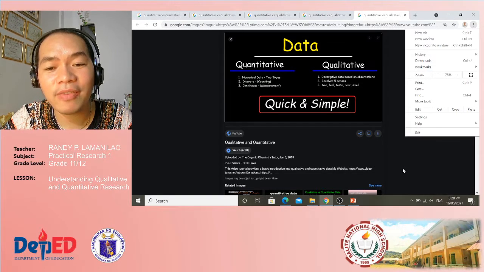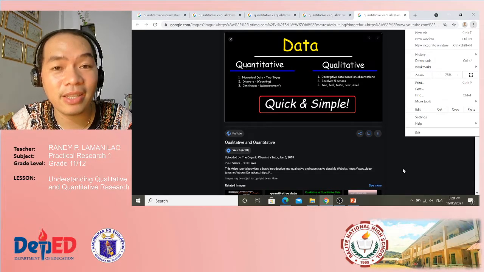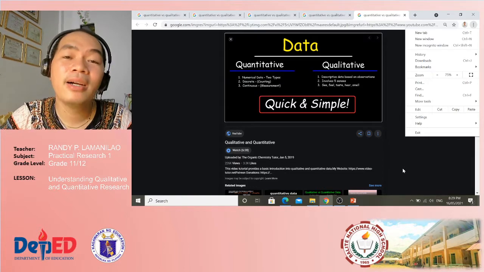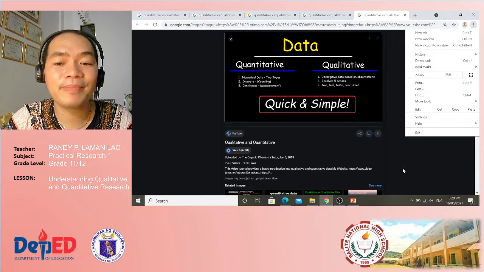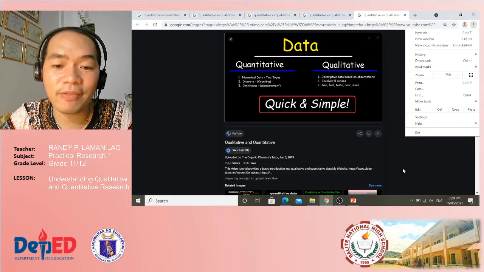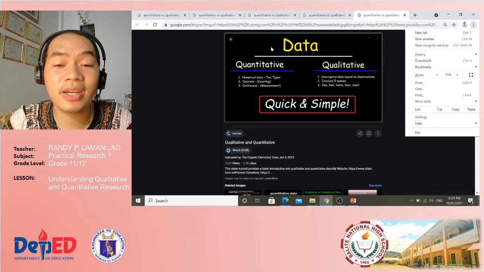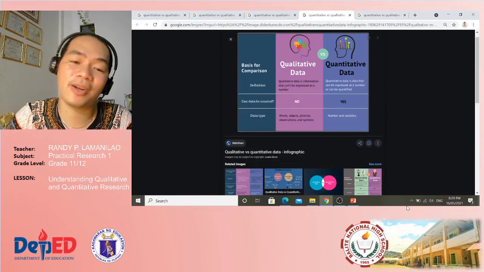Yung qualitative kasi makikita, nararamdaman, natitaste, napapakinggan, at nalalanghap, right? You smell it, you hear it, you taste it, you feel, you see. That's in qualitative. So that's how quick and simple the data interpretation of quantitative and qualitative research designs are.